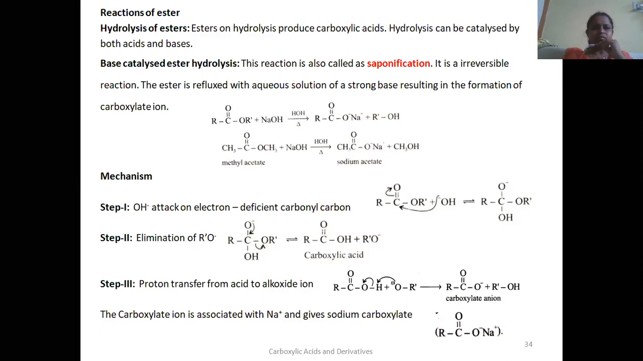Here also, like amide, just now we have seen in amide reactions, in the presence of acid catalyst, it will give carboxylic acid. In the presence of base catalyst, it will give a sodium salt. Okay, it will give a sodium salt. Now let us see the reaction here. So this is known as ester hydrolysis.